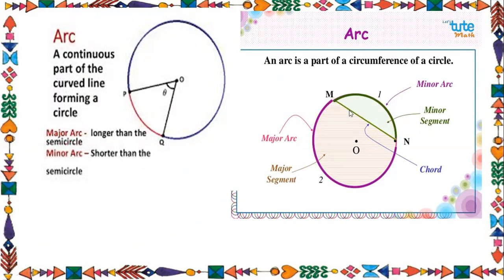Next, you can see this is a chord, the line joining the 2 points on the circle irrespective of center. It is not necessary that this is passing through the center. No, a chord is just connecting 2 points on the circumference with a straight line. That is called a chord. So this arc with chord gives you a segment, and when the segment is small, you call it a minor segment. When the segment is big, this big purple region, you call it a major segment.